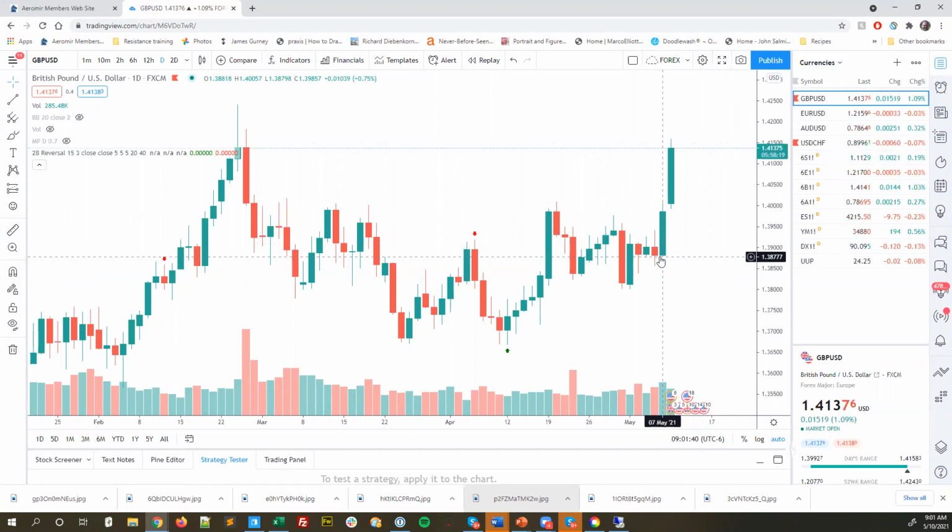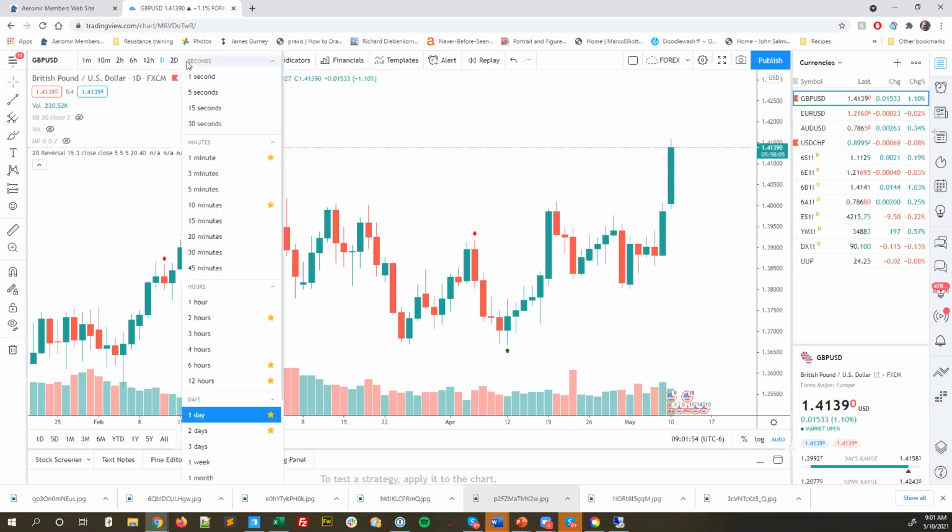I think there were some Scottish elections. I'm not sure what's moving it, but you can see there are quite a few reporting events here. Back to a pretty important level too.